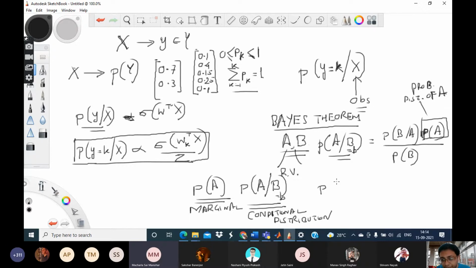Now if I multiply P of A given B times P of B, that is, I am multiplying the conditional distribution of A given B with the marginal distribution of B, then what do I get? Of course, from Bayes theorem we know what we get. I can just rearrange the terms and give you the answer. But apart from that, what else do I get? P of A intersection B. Don't use the language of set theory here. We are dealing with random variables. Joint distribution of A and B. Yes, this is the joint distribution.